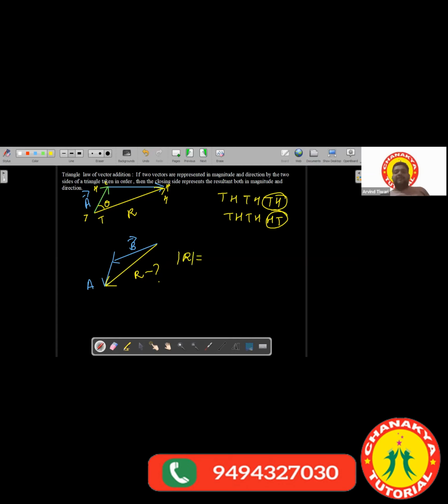So I also put it as vector R, and the two lines represent the magnitude of the vector R. So the magnitude of R would be equal to under root of magnitude of vector A. If I just write A, it is understood that I'm talking of magnitude. So A square plus B square plus 2AB cos theta, where theta is the angle between the vectors A and B.